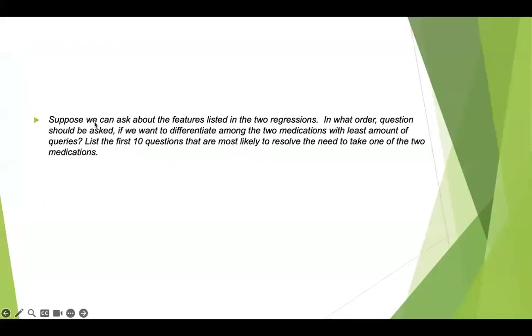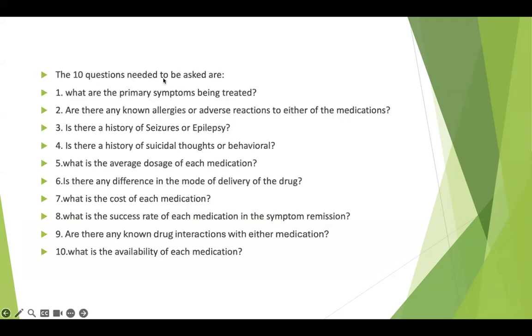Suppose we want to ask about the features listed in the two regressions: in what order should the questions be asked? If we want to differentiate between the two medications with the least amount of queries, we need to list the 10 questions that are most likely to resolve the need to take one of the two medications. So these are the 10 questions that need to be asked.